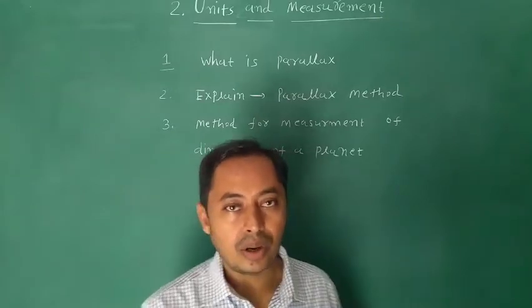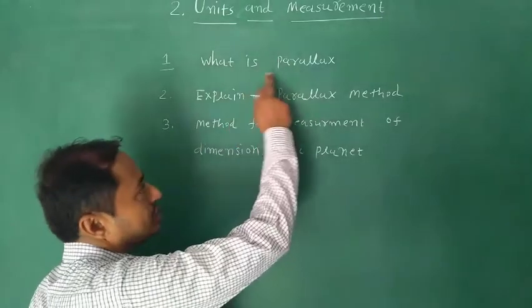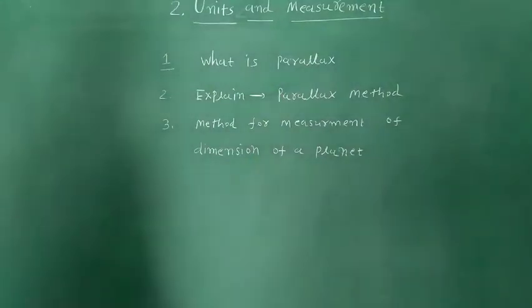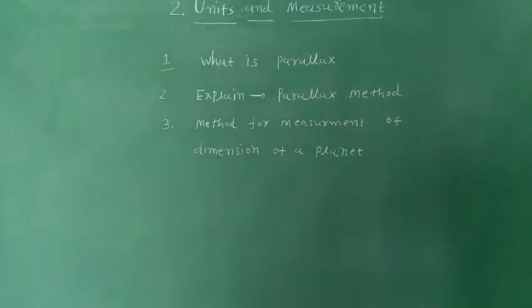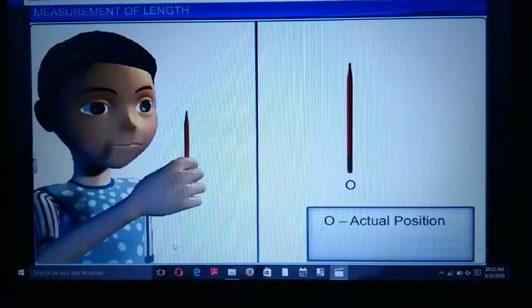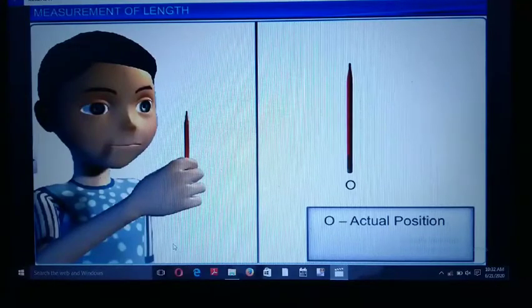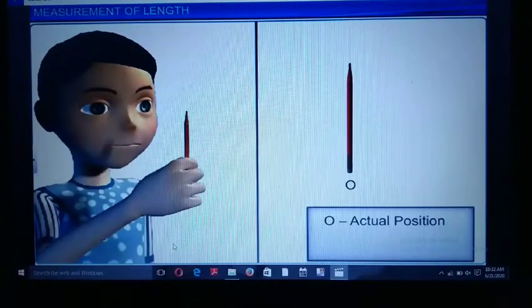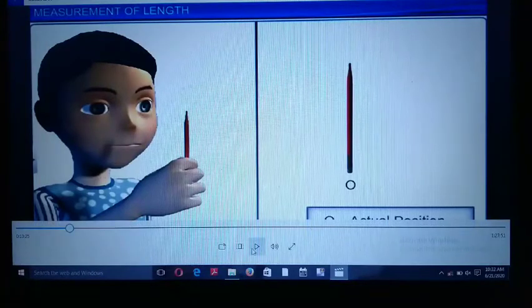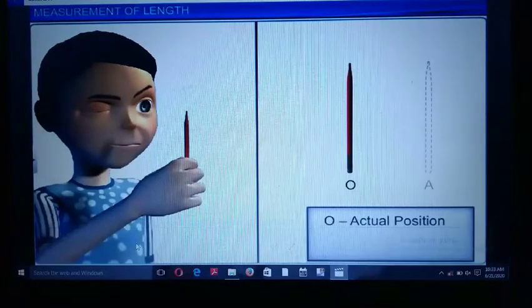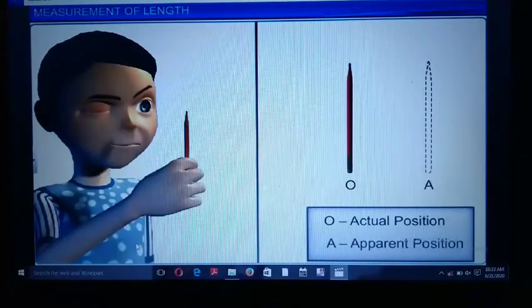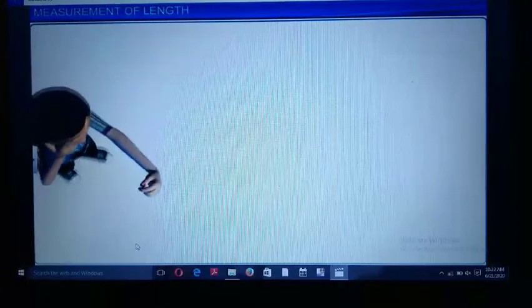But first of all, we understand what parallax is. Friends, one child has a pencil, and here O is the actual position, but he closes one eye and its new position is A. Look here.